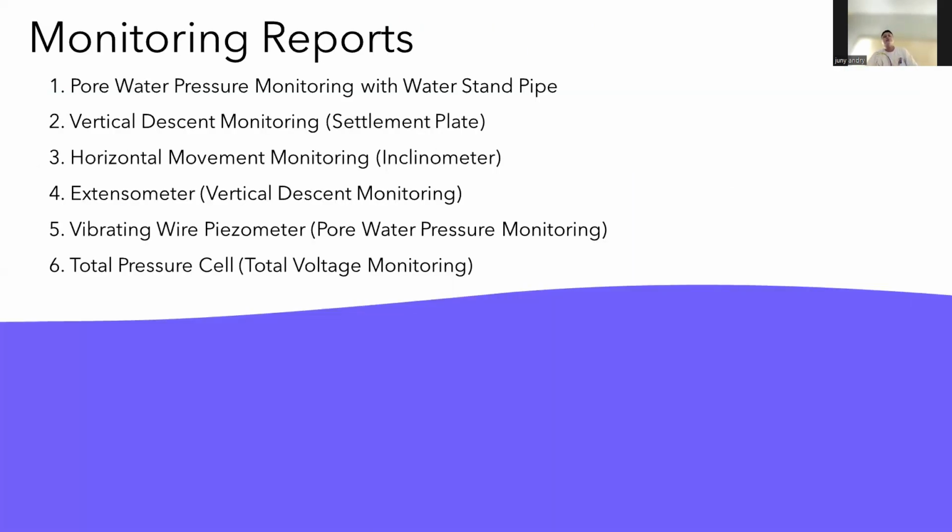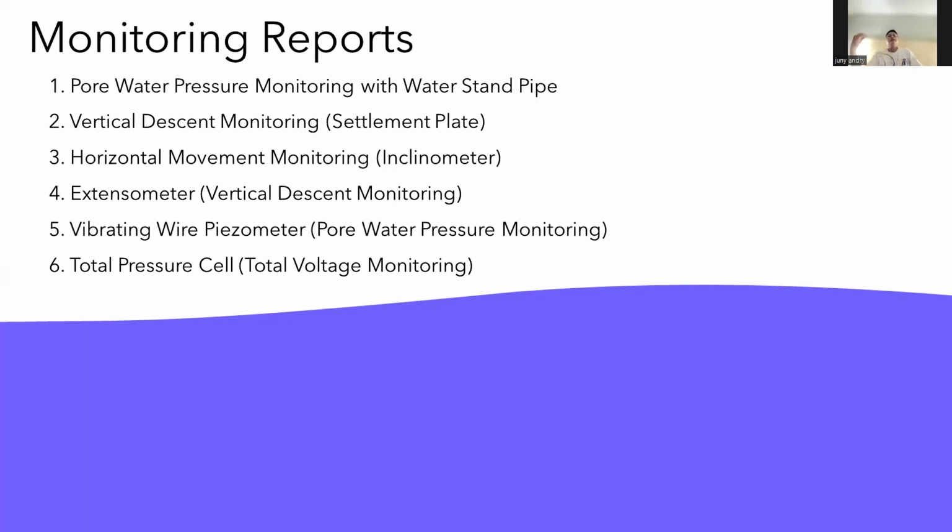What are the monitoring reports for this assembly? This assembly has sensors and electronics, so we can monitor the consolidation in the preloading area. One is water pressure monitoring with a water standpipe, and we have vertical settlement monitoring with a settlement plate, horizontal movement monitoring with an inclinometer, and an extensometer for vertical monitoring.